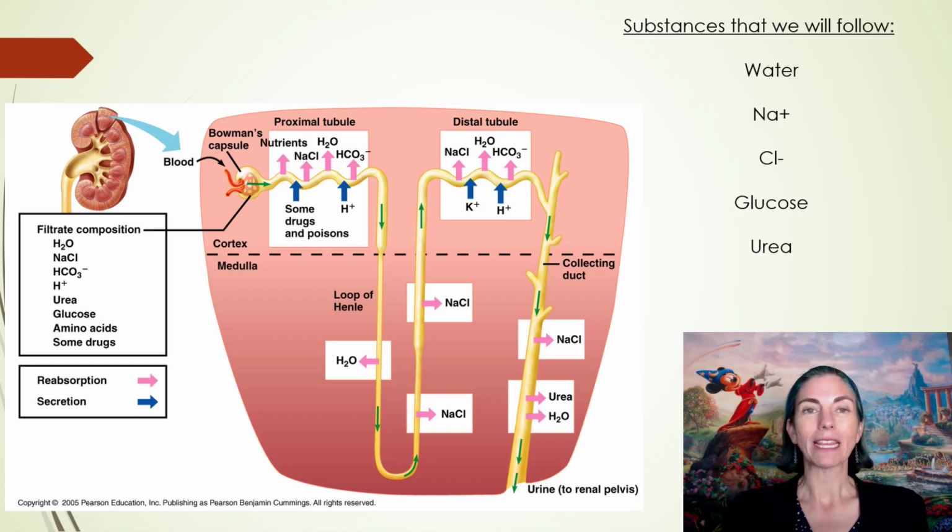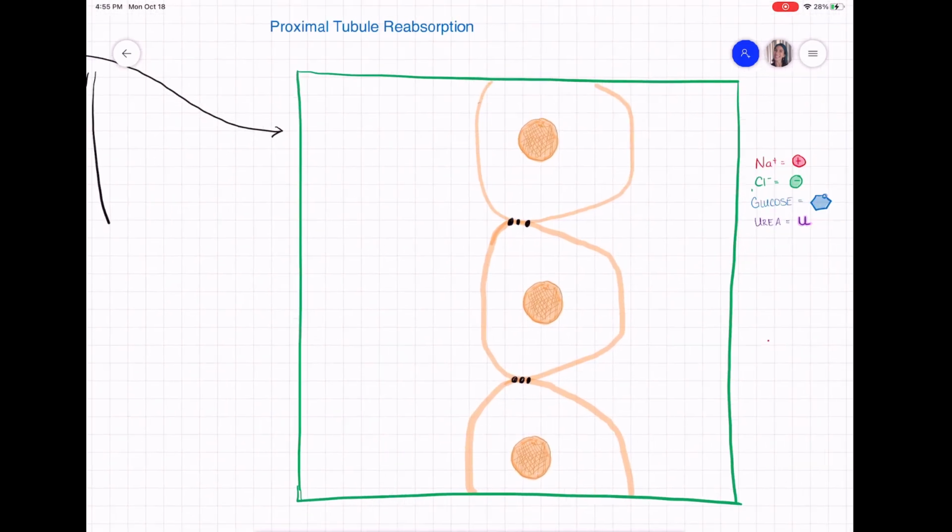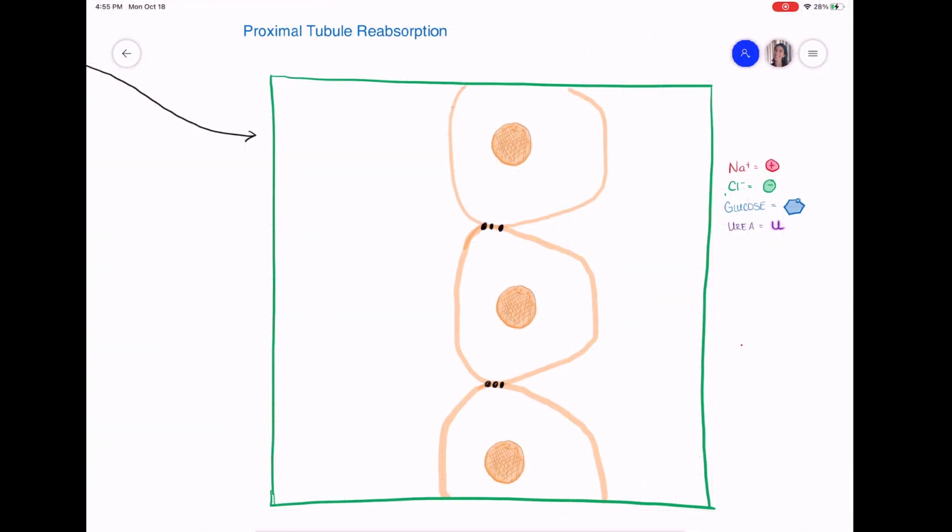So these are going to be the substances that we'll follow. We'll look at water, sodium, chloride, glucose, and urea. So let's take a look, get out those drawing pencils or pens. So to start, we are going to blow up or enlarge a small section of proximal tubule. If I take that small boxed area and expand it, I'll realize that I have a layer of cells. So these are cells that line the kidney tubule.